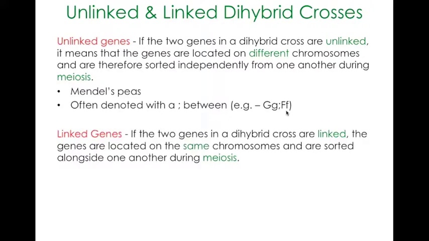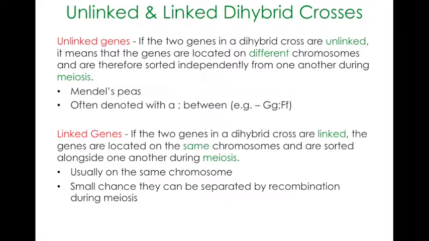If, however, both of the genes are found on the same chromosome during that meiosis phase, when they split up, they are most likely to end up on the same chromosome again, and so they are linked. There is only a very small chance that they're going to be separated, and that's usually through recombination. When that happens, we don't use a semicolon, we denote it with a slash or a dash. For example, capital A lowercase b, dash, lowercase a capital B, representing them on different locations but on the same chromosome.